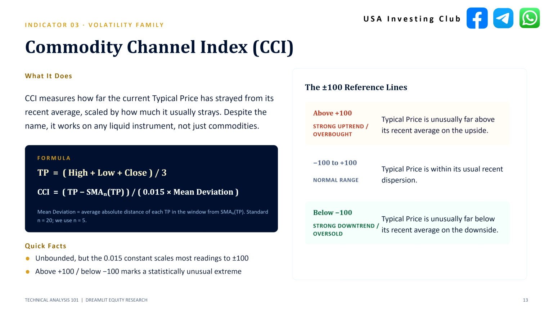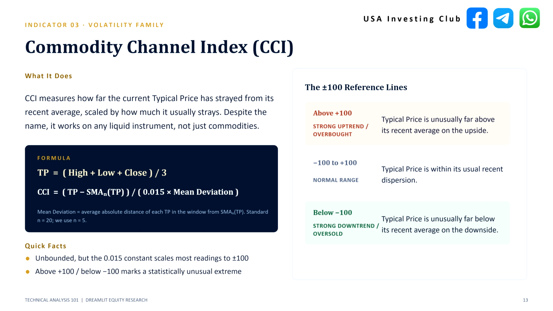3 quick facts. CCI is technically unbounded, but that 0.015 constant is specifically calibrated to scale most readings into a rough plus or minus 100 band. A reading above plus 100 or below minus 100 marks a statistically unusual extreme. And here are the 3 reference zones.